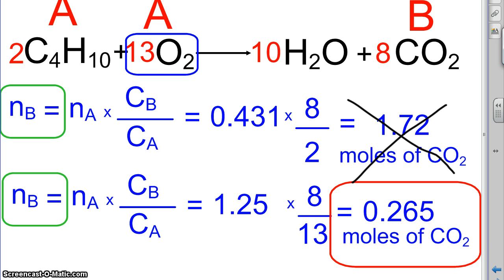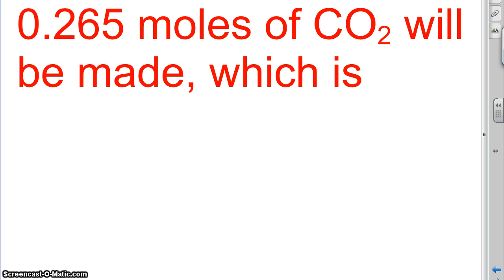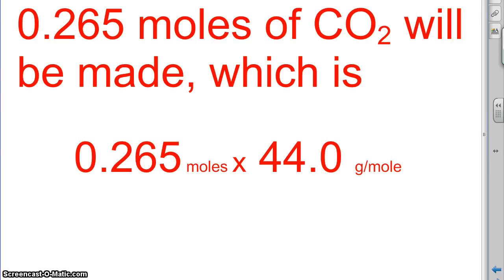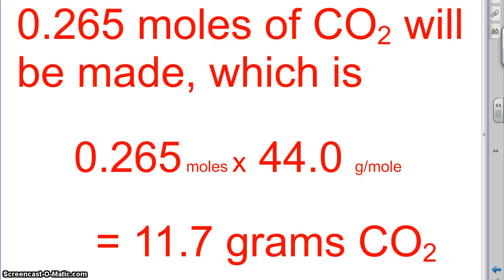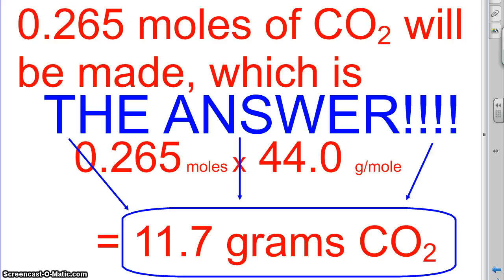So how do we finish it? This is the way we would always finish. 0.265 moles of carbon dioxide will be made, which is N times W will give us G, and that's 11.7 grams of carbon dioxide. So the answer is 11.7 grams of carbon dioxide. And that is how you do a limiting reactant problem.